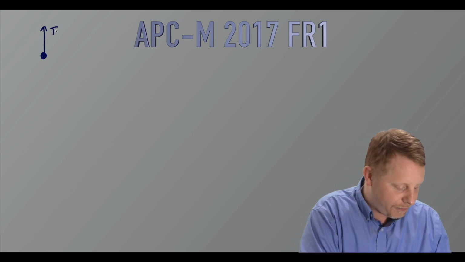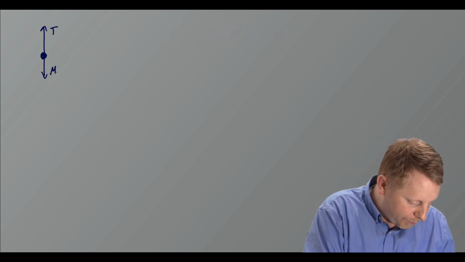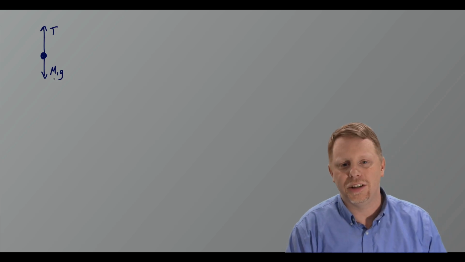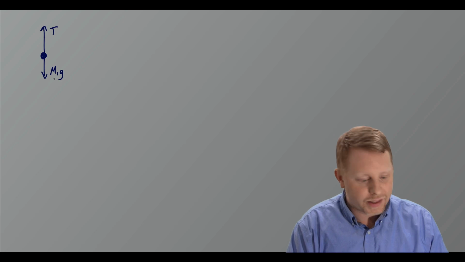So I would start with mass 1. There's our block, nice little dot. We have tension from the string up, and we have its weight, M1G down. And of course, the tension has to be greater than the weight because we know it's going to accelerate up.